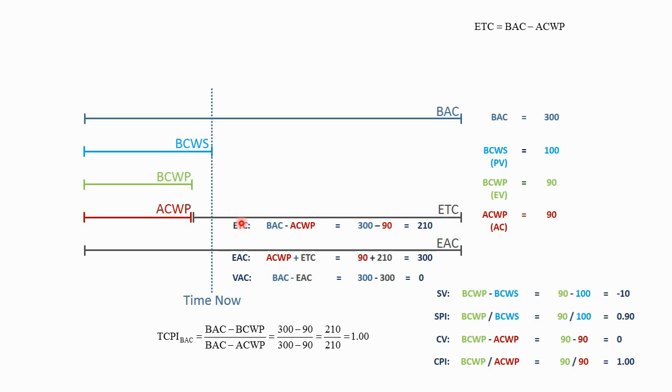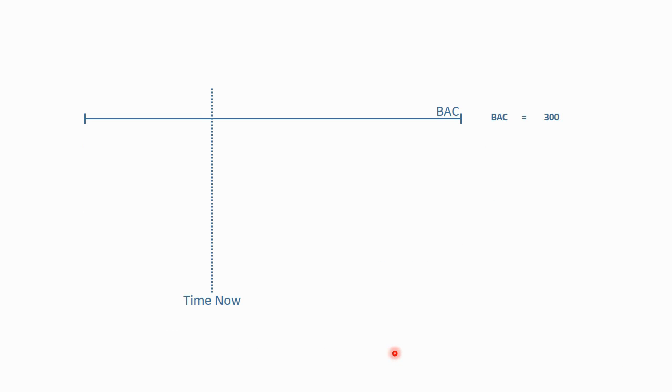And they may deliver late, but they'll deliver on cost and within budget. Okay, another example. Here the BAC is still 300. I don't know why that's not showing up, but just remember that that's 300. Budget cost of work scheduled is always the same. It's always 100. So the planned value at this point in time is 100.